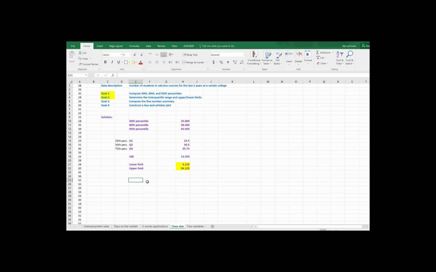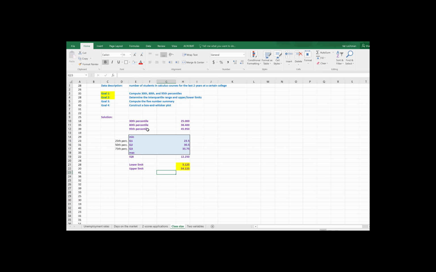How do we do that? What's the 5-number summary? The 5-number summary would be minimum, maximum, and Q1, Q2, and Q3, which we already know what they are. So here's your 5-number summary. Let me highlight this a little bit.